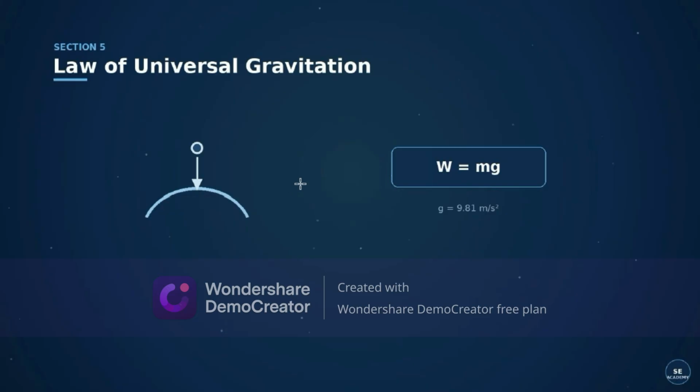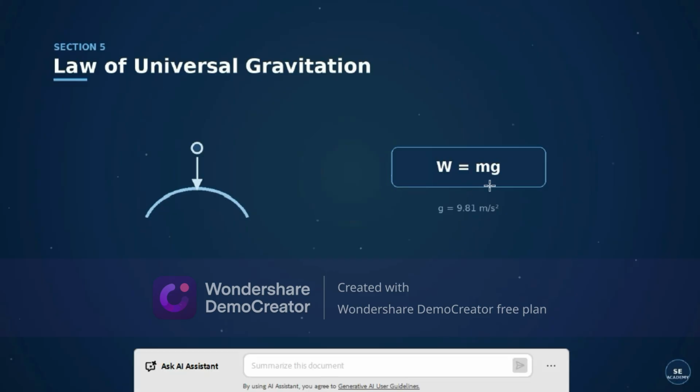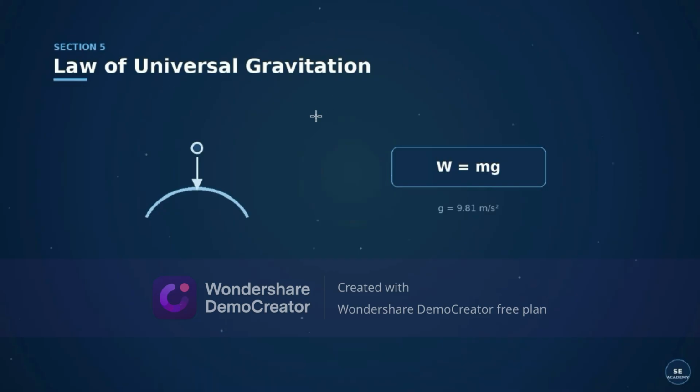Another law that we need to know is the law of universal gravitation. Whenever we write weight is equal to mass times gravity, I'm sure that's a law we are referring to. Gravity pulls masses toward each other, and near Earth's surface, that gives every object its weight. So weight equals mass times gravitational acceleration. This formula that we have been using, weight is equal to mass times gravity, that's just the law of universal gravitation.